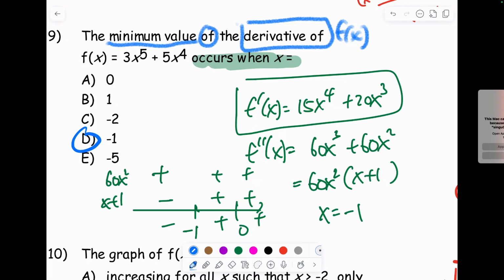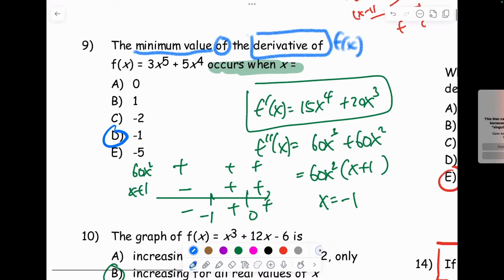Why do you take the second derivative? That's a great question. Read the question again. I don't get it. In order to find the minimum value, you had to take a derivative, right? But they say the minimum value of the derivative of f of x. So you take a derivative first, and then you have to take a derivative again to find the minimum value of that. Oh, I get it. So a lot of times, if you understand, reading is a key word.